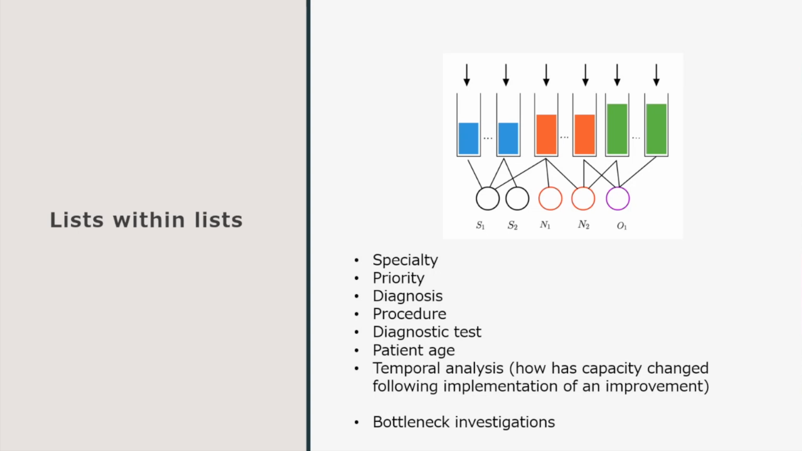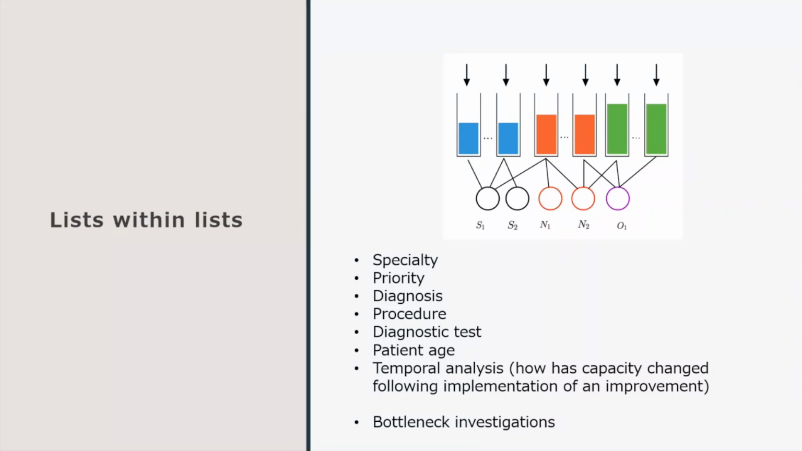So we can study them by specialty, an obvious one. We can study them by priority, by diagnosis code or procedure code, potentially by diagnostic test. So irrespective of specialty, you know, how do our queues stack up as they stream into particular diagnostic tests? We can cut them up by patient age. So, you know, do we have a relatively large or smaller problem for younger patients or for older patients or for, you know, patients in the middle of the population demographic?